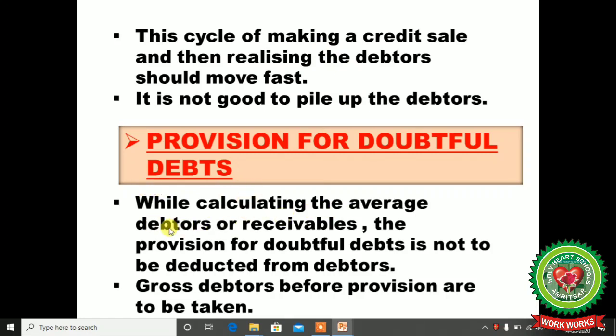Provision for doubtful debts. While calculating the average debtors or receivables, the provision for doubtful debts is not to be deducted from the debtors. Gross debtors before provisions are to be taken. Sometimes you know that some debtors are doubtful in future, they may or may not pay, so there are 50-50 chances. For these types of debtors, a provision is already created by the company, that is the provision for doubtful debts. But in this case, if you want to know about the ratio, then don't deduct the provision for doubtful debts from the debtors.